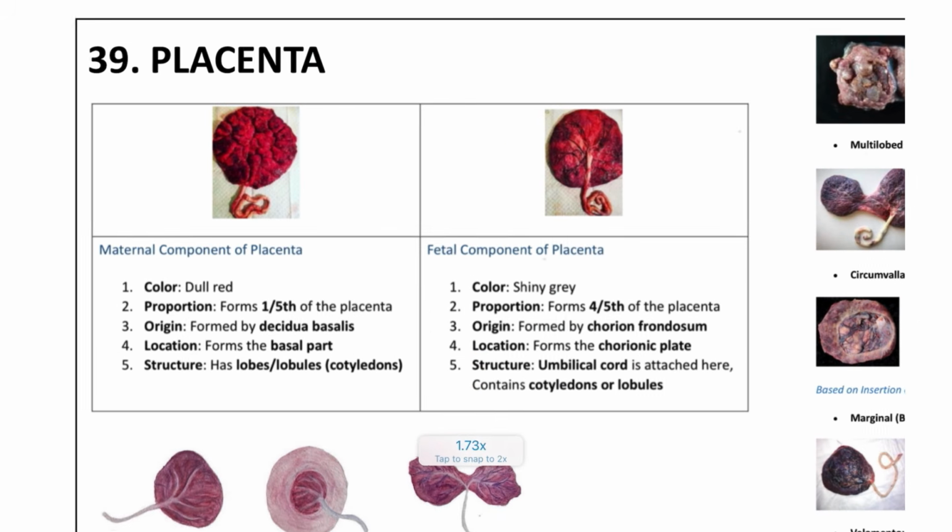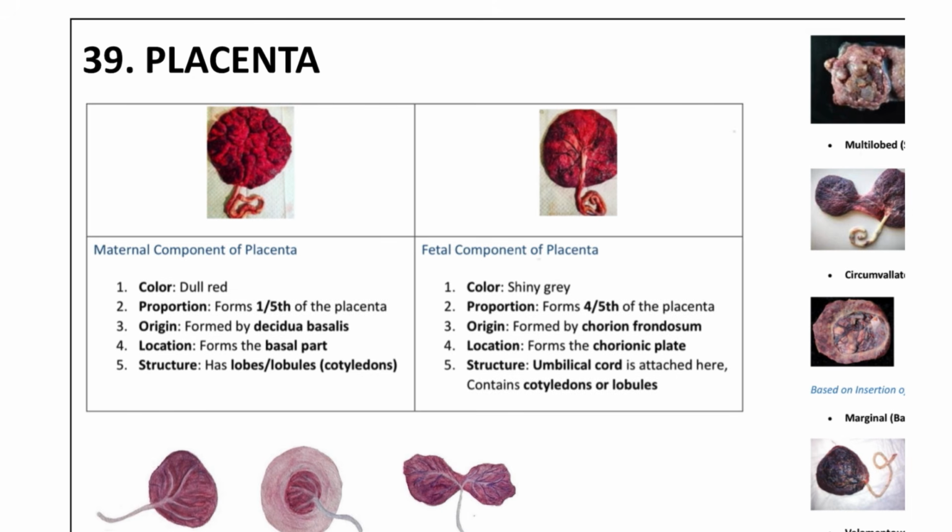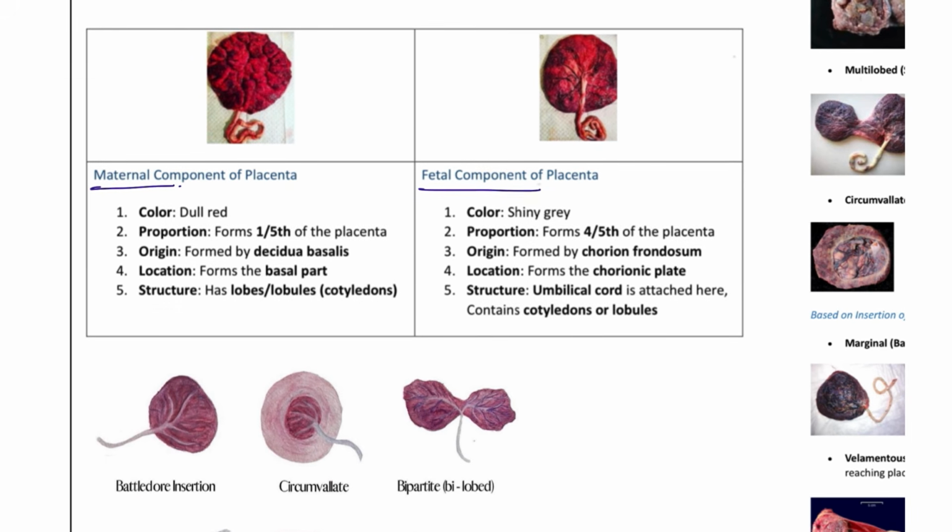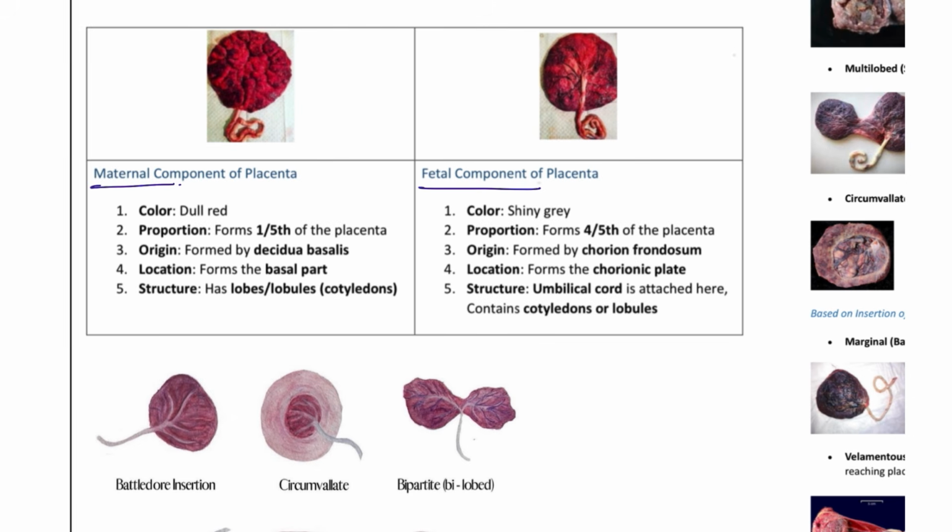Next, moving on to the placenta. The placenta has two sides: one is the maternal side and the other one is the fetal side. On the maternal side, it is one-fifth of the placenta, and that is the decidua basalis. Okay, this is the decidua basalis. And four-fifths of the placenta is the chorion frondosum. It is the fetal component.